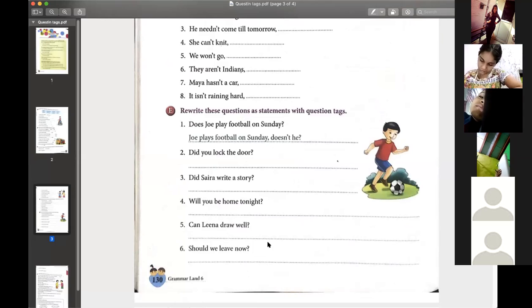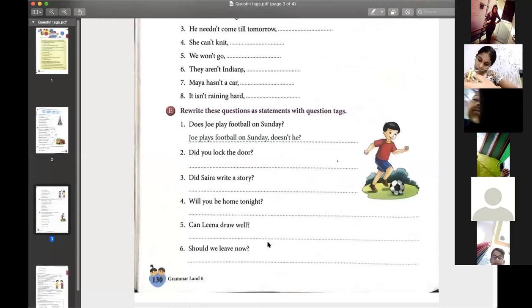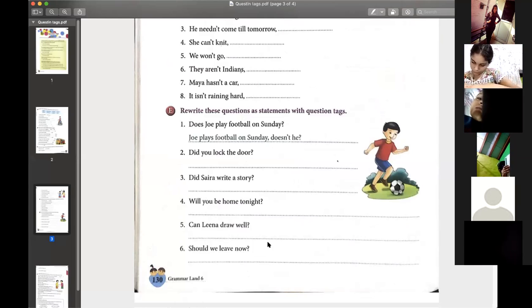Rewrite the questions as statements with question tags. What it is saying, does Joy play football on Sunday? A question is given. How will you change it into a statement? Joy plays football on Sunday, doesn't he? So what will be for second one? Did you lock the door? How will you change the question into statement?